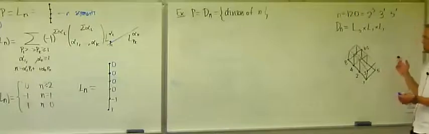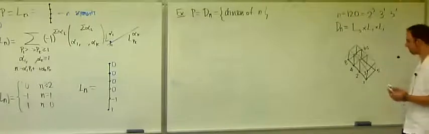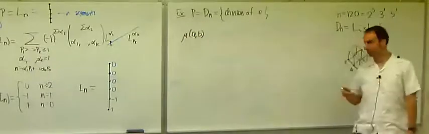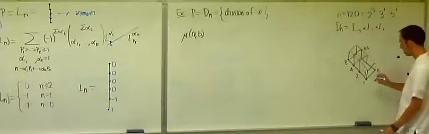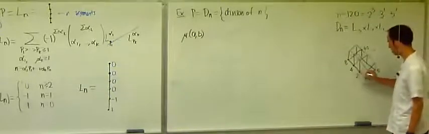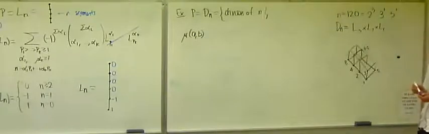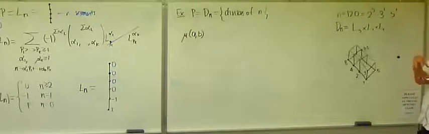So let's compute the Mobius function of this poset. I want to compute mu of a comma b for any a and b where a divides b. So let's do it. For example, what is mu of 2 comma 60? You've noticed that mu only depends on the interval that you're computing, not on the stuff outside.